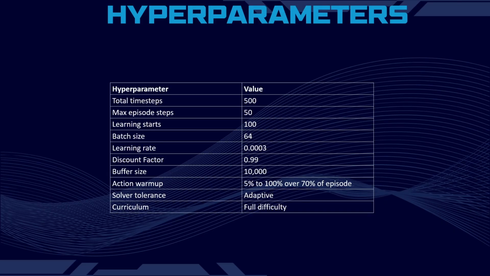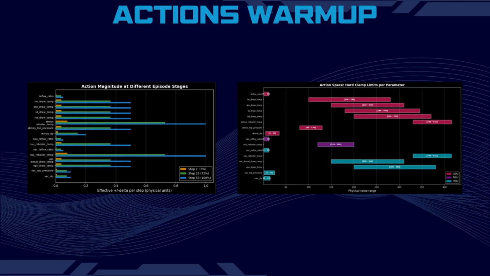For the curriculum, we chose a full difficulty curriculum, so that the solutions are fully grounded in physics. Same thing which I was explaining earlier. You can see how the action magnitude from the initial step 1 is only 8%, and how it has increased at step 25 to 73%. At step 50, it has gone up to 100%.